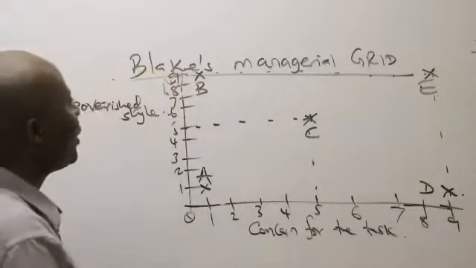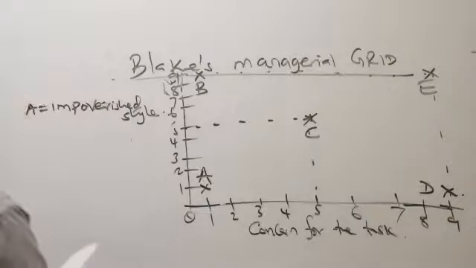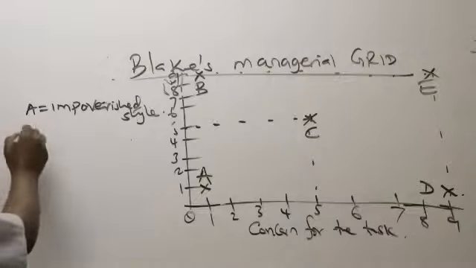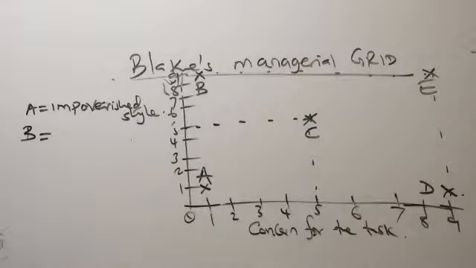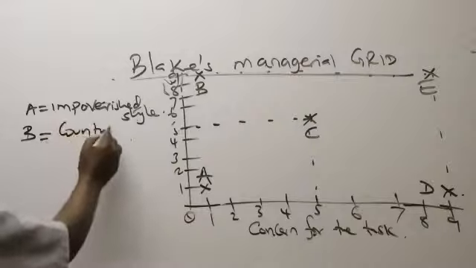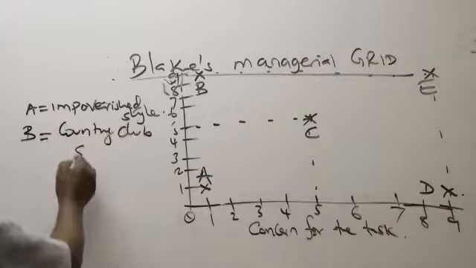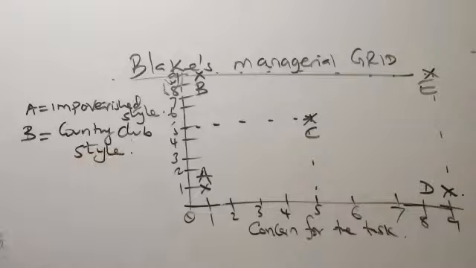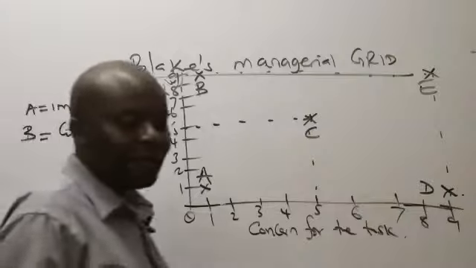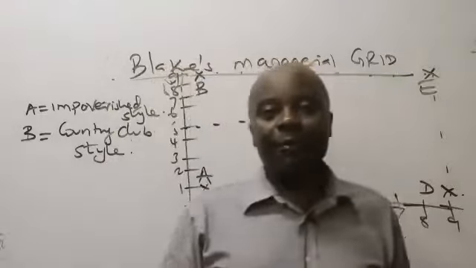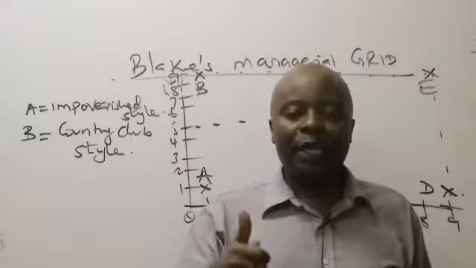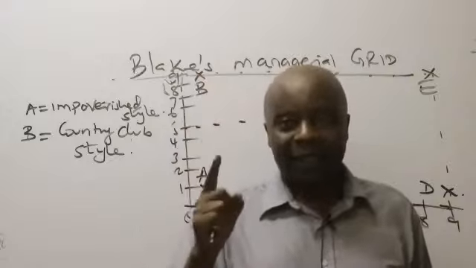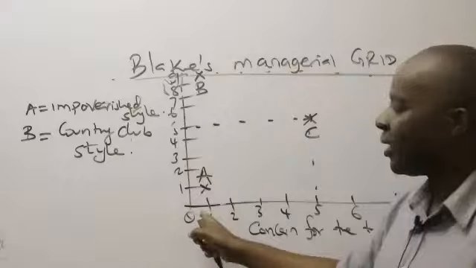And then we have, ladies and gentlemen, managers who are at B. So B are good managers, but good for nothing, because we call them country club style managers, like the golf kind, the yes man. You'd want your employees to say you are very good, simply because your concern for people is so high up there. But task-wise, almost zero.